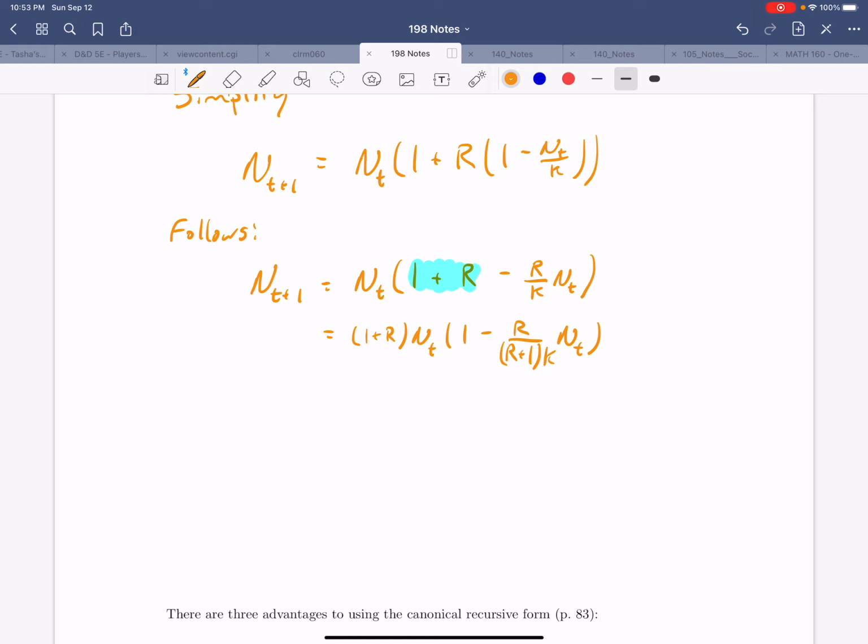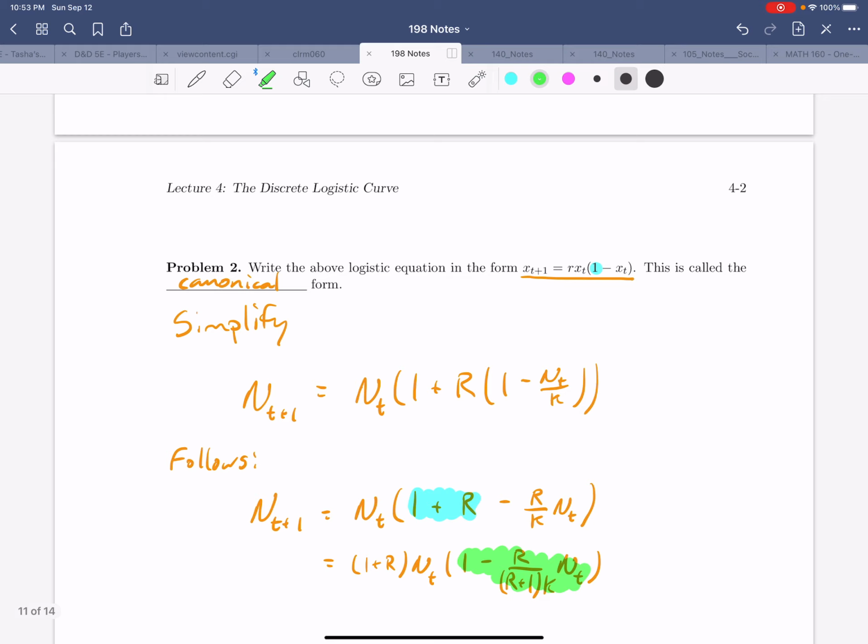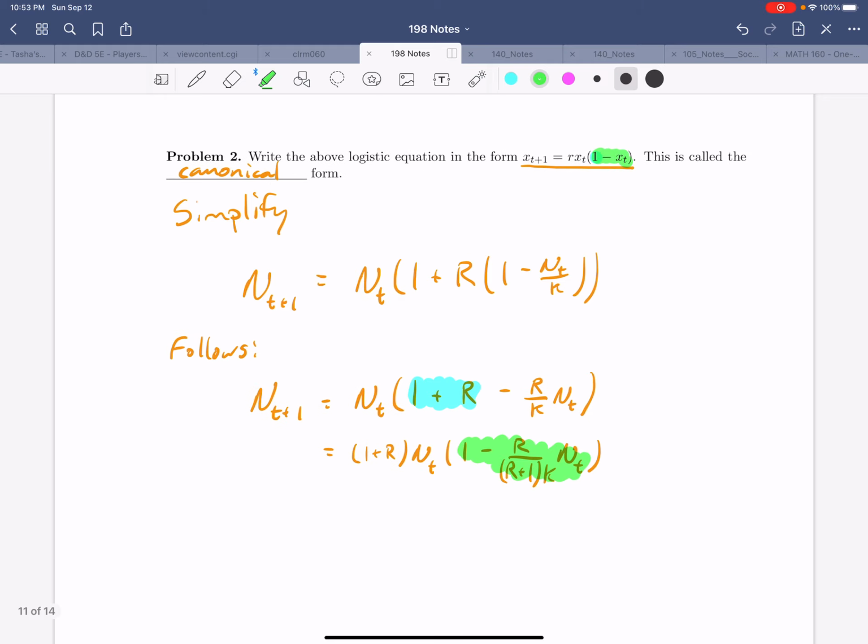So now at this point, I notice that I have a 1 minus this schmutz, and that kind of looks like 1 minus that schmutz. So maybe at that point I say, well, wait a minute, maybe that could be my x of t? So then in that case, I would need to make my other N of t's have the coefficient r over r plus 1 times K. So let's go about doing that.